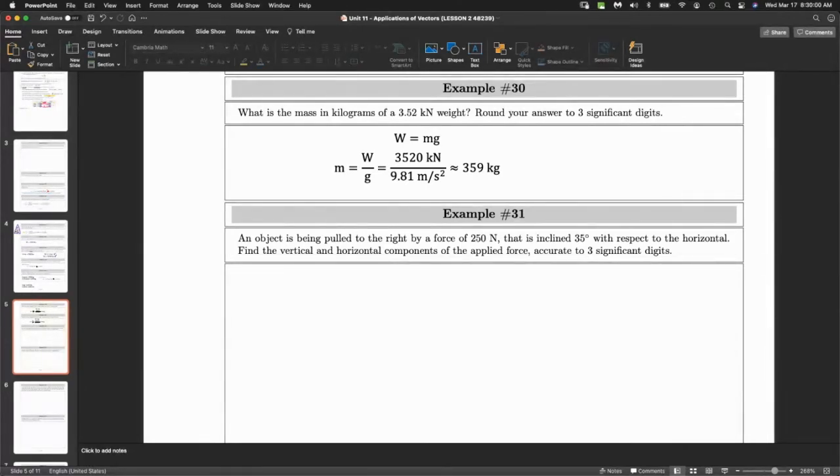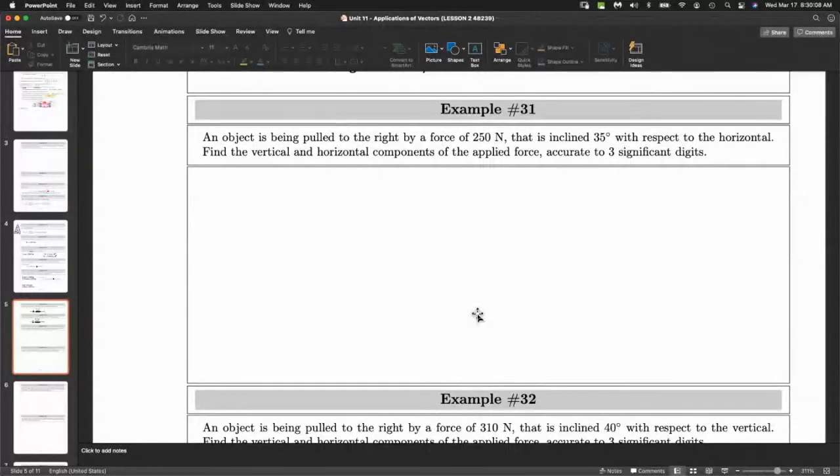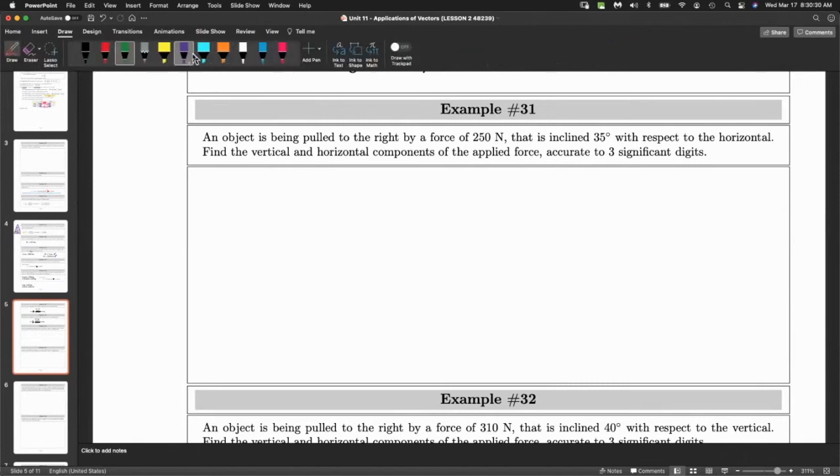There's a lot of redundancy in these questions, so it'd be nice for you to try these on your own as well. But anyway, we can do 31 together as a group. So an object is being pulled to the right by a force of 250 newtons. It's inclined at 35 degrees with respect to the horizontal. And this question simply wants the components of the force. So I hope that you really see that what you're getting in this question is a review of components. Here's the force, 250.